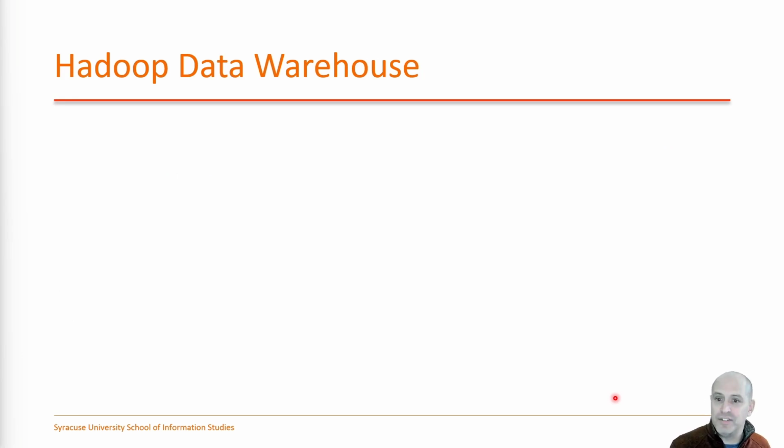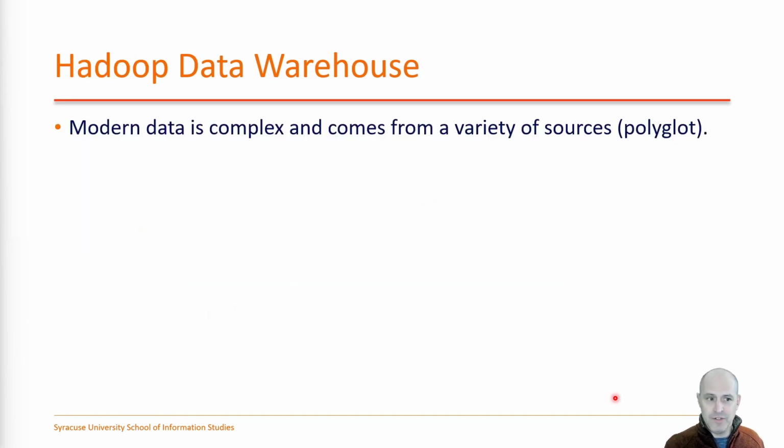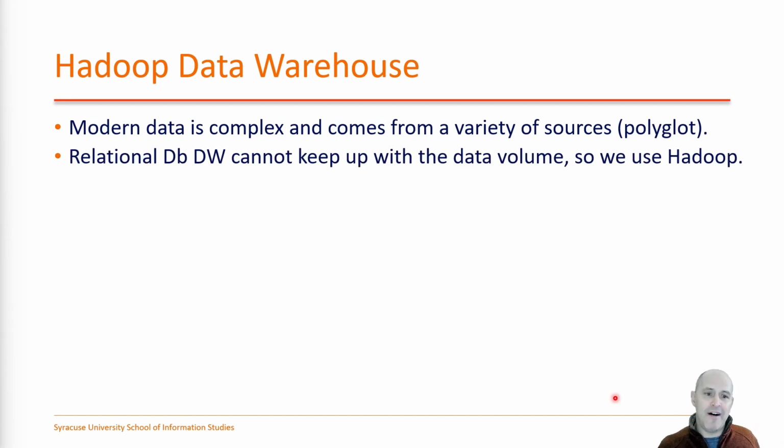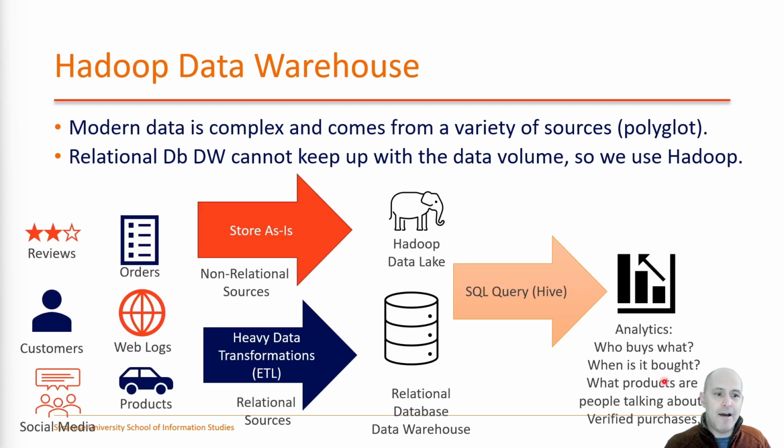With the introduction of Hadoop, what we gained from Hadoop was the ability to do data warehouses like this at scale. As we saw when we did the Hadoop lesson, modern data is complex, comes in a variety of sources. It's not all relational, and the volumes can be incredibly large. So this is where Hadoop ended up shining. We created new data warehouses that look something like this. You would have your traditional data warehouse where you would still be doing your heavy ETL transformations on your products and your customers and orders.